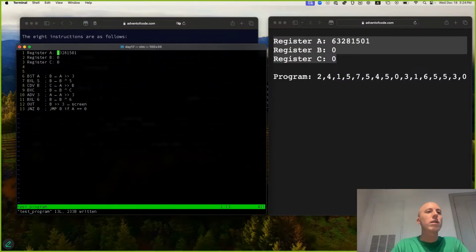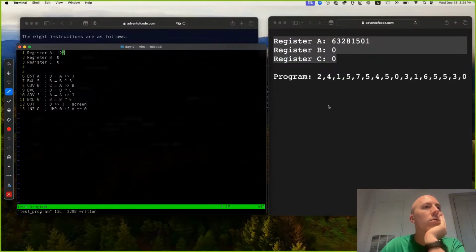Yeah, let's start with some other values. That's kind of a weird value. Let's start with 128. Nice, a round power of 2. Because the only thing that's being bit shifted here is A. A is being bit shifted a lot. So let's start with 128.